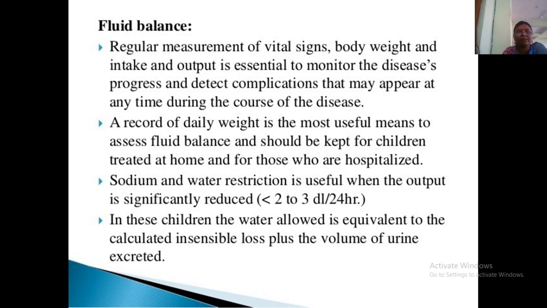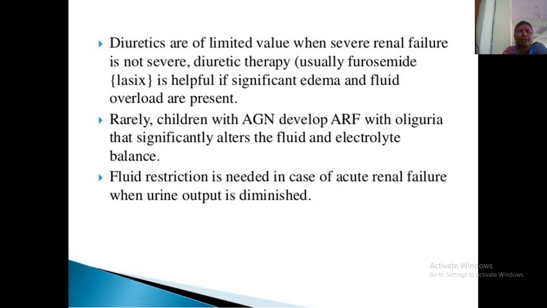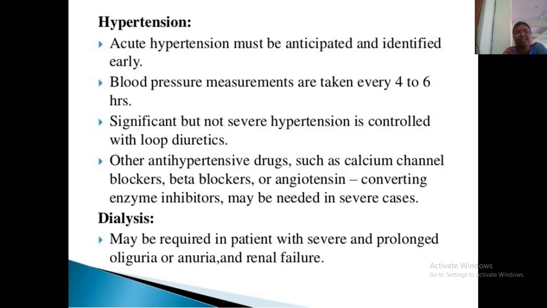Daily weight recording, and then fluid balance. Diuretics are of limited value when renal failure is not severe. Diuretic therapy, usually furosemide, is helpful if significant edema and fluid overload are present. Rarely, children with acute glomerulonephritis develop acute renal failure with oliguria that alters the fluid and electrolyte balance. Fluid restriction is needed in case of acute renal failure when urine output is diminished.